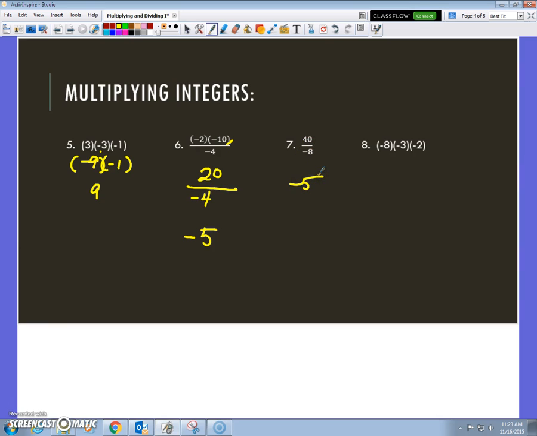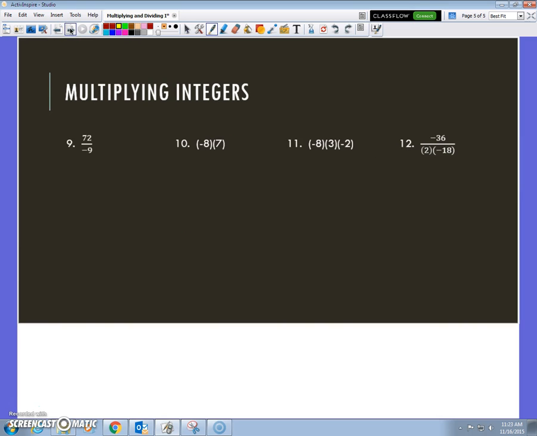And number 8, I'm going to do it right in order. Negative 8 times negative 3 is 24, times negative 2. I have a positive times a negative, which is negative 48. Only a few more to go. Once again, a positive by a negative. I have one sign of each, so I know my outcome will be negative. 72 divided by 9 is 8. So my outcome is negative 8.